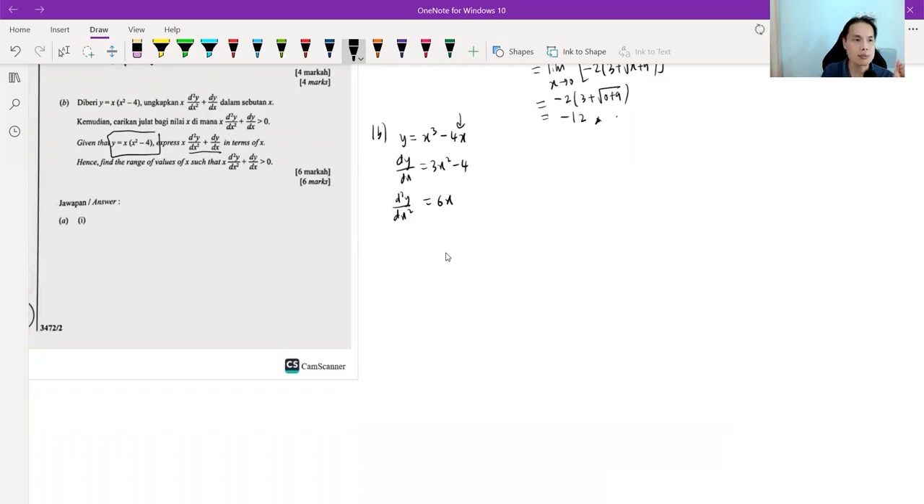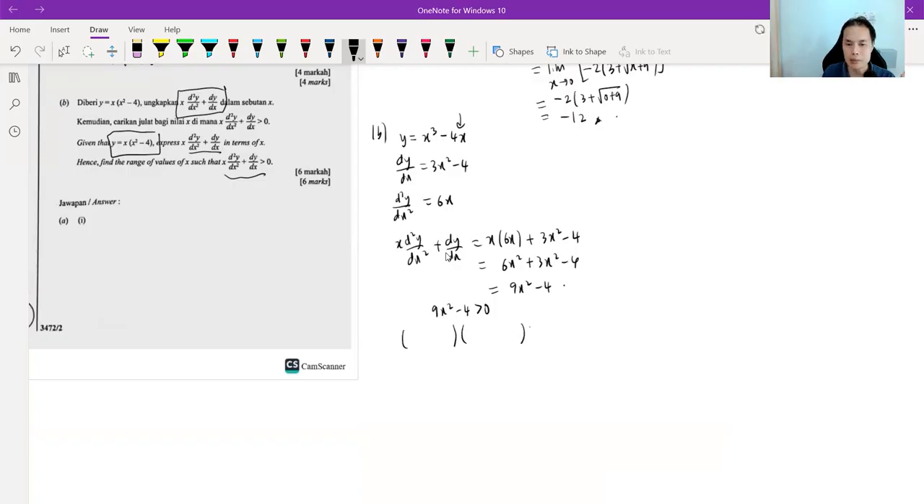Now let's take this and sub inside here. So let me write down your x d2y/dx squared plus dy/dx, which is therefore x with the 6x, and your dy/dx is 3x squared minus 4. Now this will give us 6x squared, and plus 3x squared minus 4, you get 9x squared minus 4. And from here, we're supposed to find the range of values of x such that this whole thing is greater than 0. So let's take 9x squared minus 4 to be more than 0.